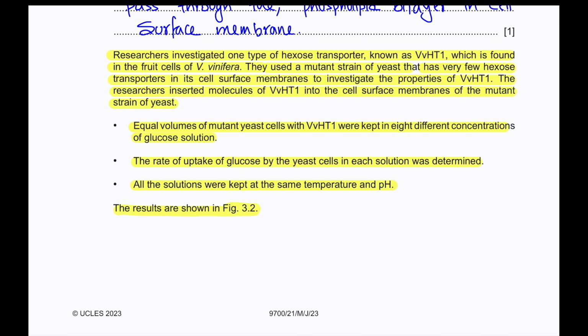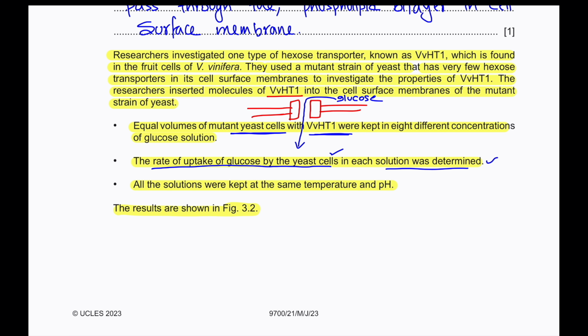So, in general understanding here, the VVHT1 is a transporter, meaning it is a channel protein. Its purpose is to allow glucose or hexose sugar to pass through the cell membrane. Now, the type of yeast that we are analyzing here, we inserted the VVHT1 in its cell membrane. So now we want to see how much glucose is taken up by the yeast cell in each solution, so in each concentration. So if we increase concentration, does the rate of uptake increase or not?